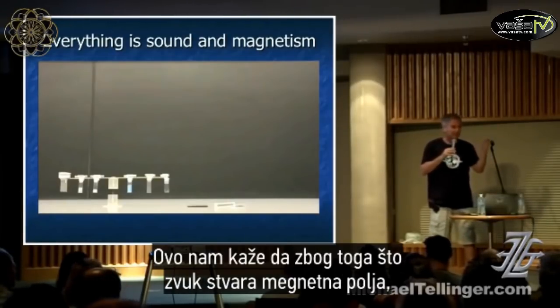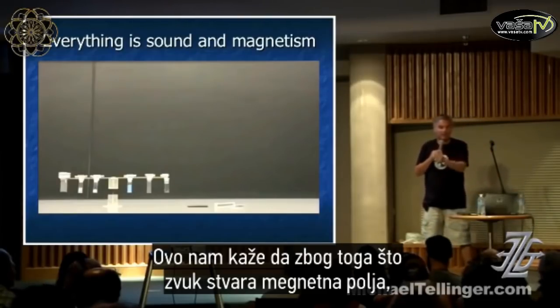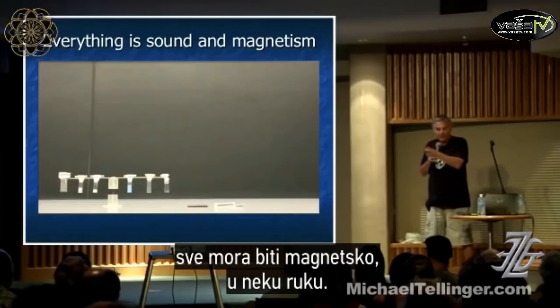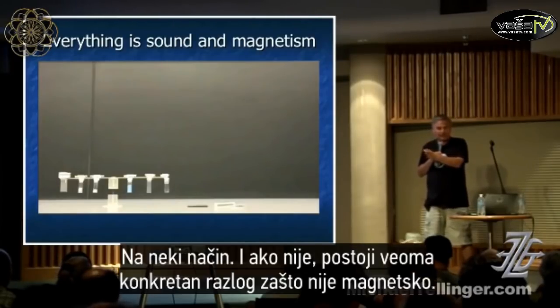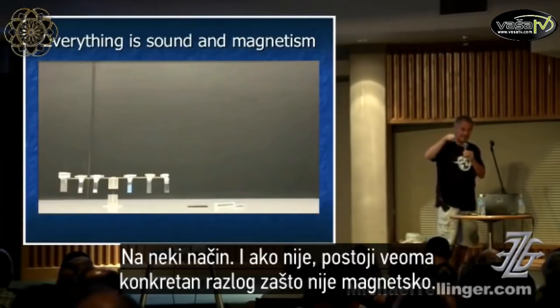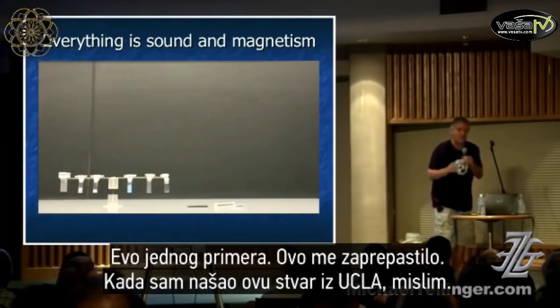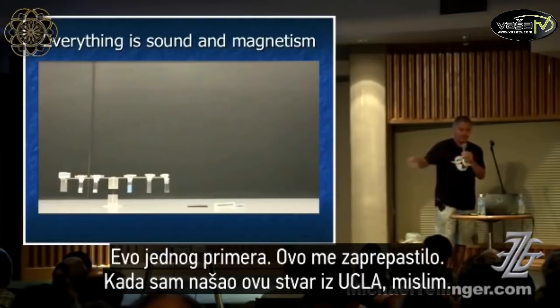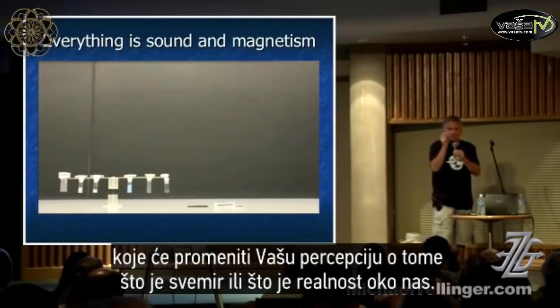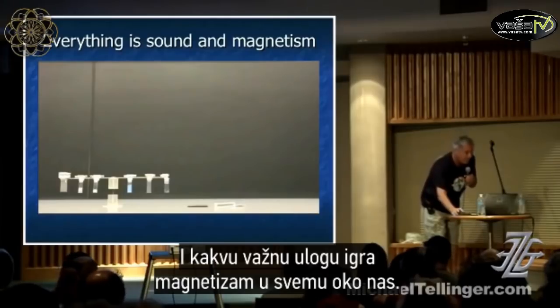This tells us that because sound creates magnetic fields, everything must be magnetic in some sort of way. And if it's not, there's a very specific reason why it's not magnetic. So here's an example. This blew my mind when I found this little thing from UCLA, I think. This is such an important little video that will change your perception of what our reality around us is, and how important a role magnetism plays in everything that surrounds us.